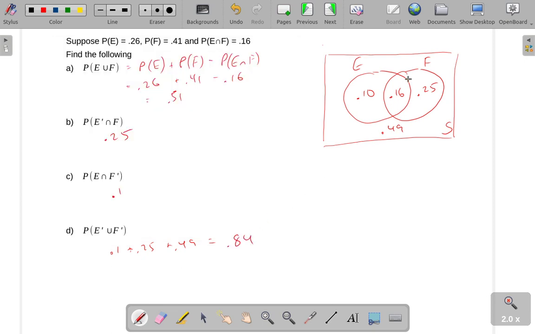Of course, I said it's everything except for this 0.16, so I could have also used the complement rule. I could have said 1 minus 0.16, which also gives us 0.84, knowing that the sum of everything is 1. So if I'm talking about everything except for this 0.16, all the shaded stuff there, that would sum up to 1 minus 0.16, which is 0.84.